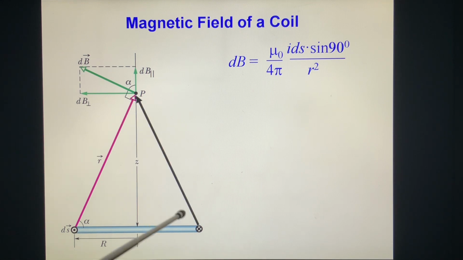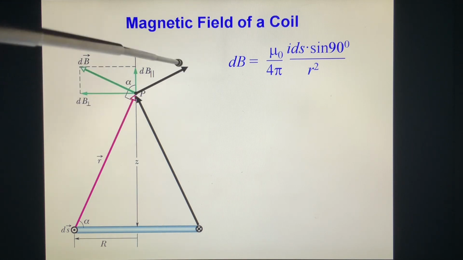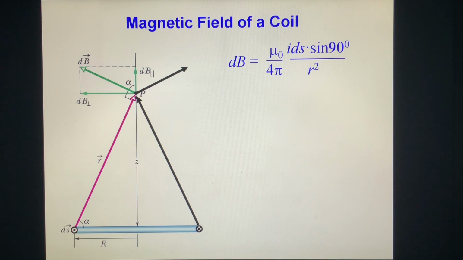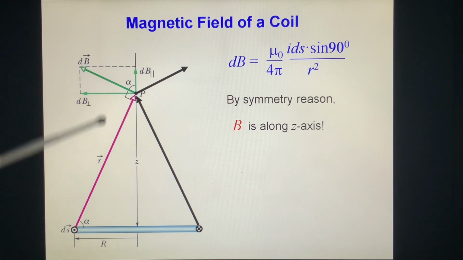Now, if we take another I dS on the other side of the diameter of this ring, in this case the current goes in, so this is I dS cross r. We get dB in this direction. By symmetry, the components perpendicular to the axis are equal and in opposite directions, so they cancel out. Only the components along the z direction add together. So by symmetry, B is along the z axis.